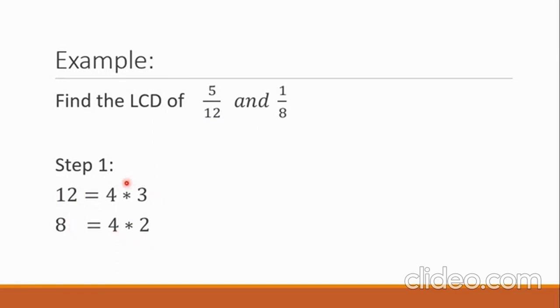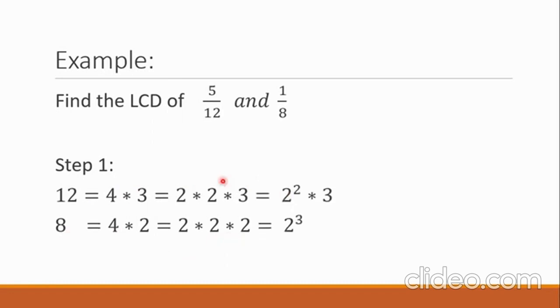However, we know that this 4 is not a prime number, so we can still factor this number 4 into 2 and 2. So the prime factors of 12 are 2 times 2 times 3, while the prime factors of 8 are 2 times 2 times 2. Then we will combine these by using the power 2.